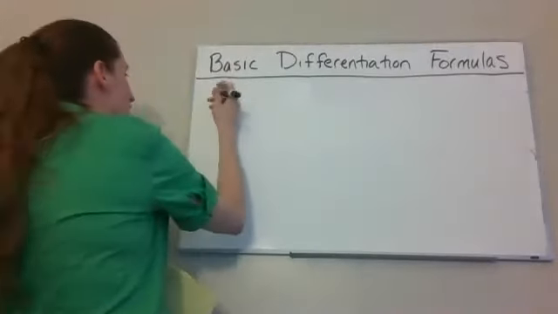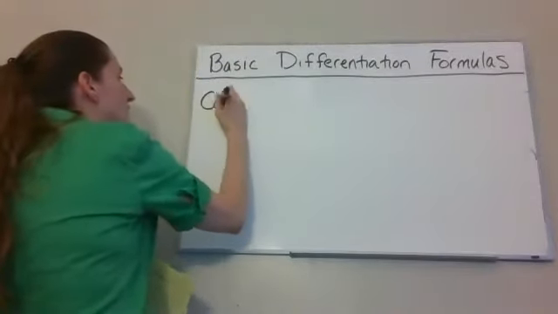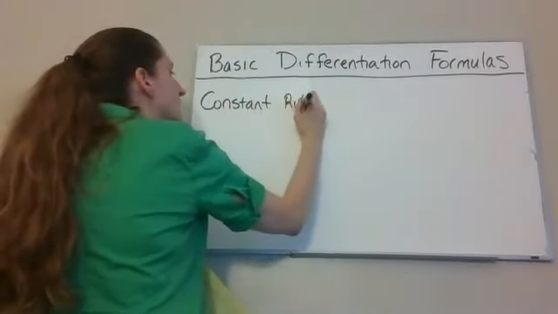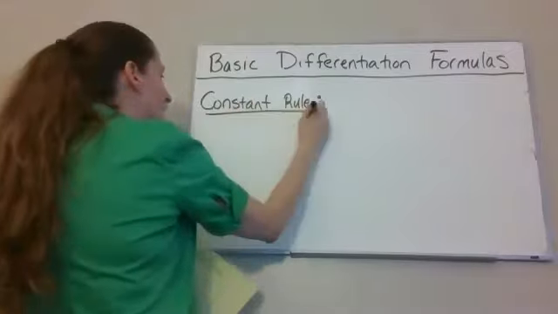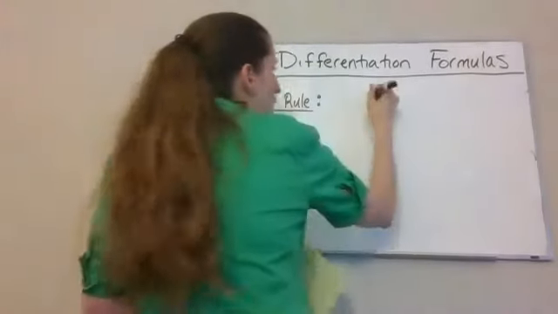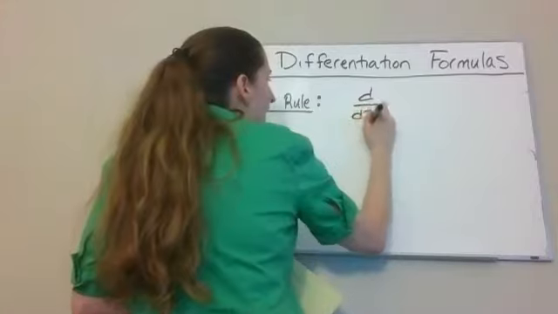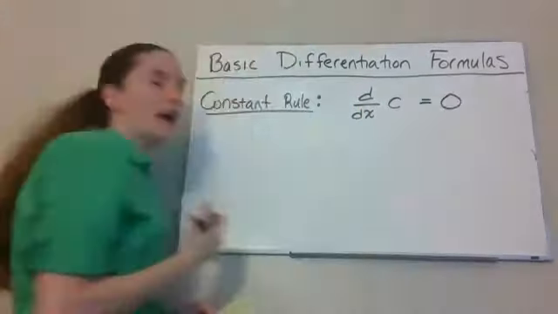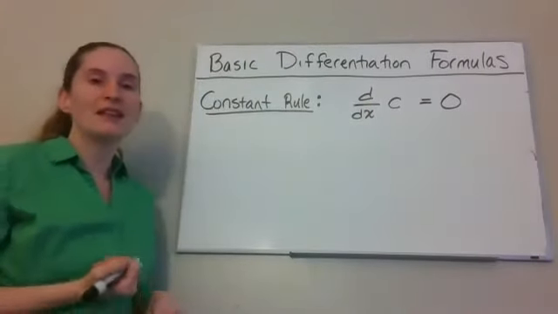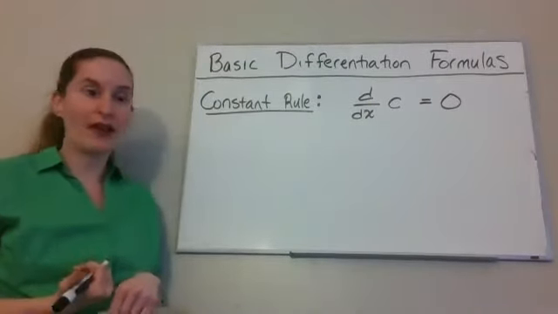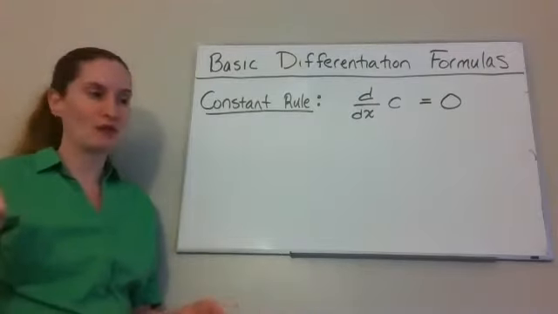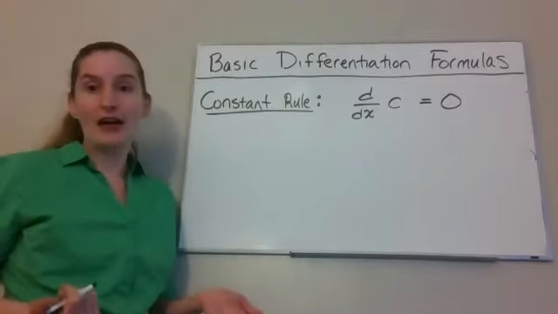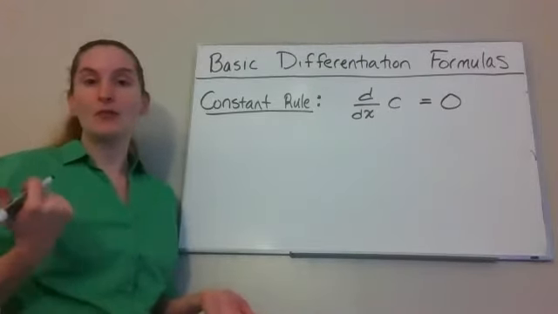One thing that we can use is called the constant rule. And the constant rule says that the derivative with respect to x of a constant is equal to 0 every single time. What this means is if you have a function f of x equals some number, so let's just go with f of x equals 12, then f prime of x, the derivative of f, would be equal to 0.